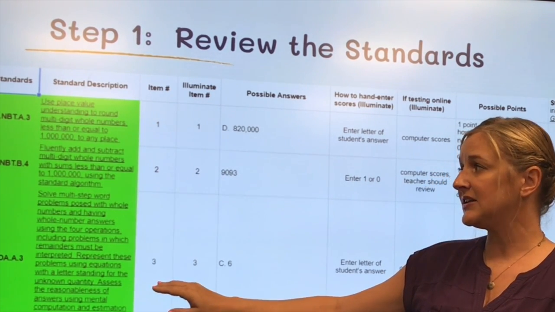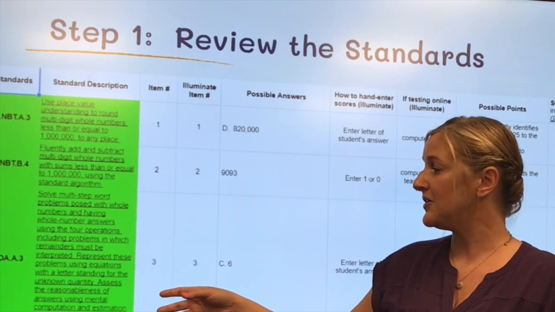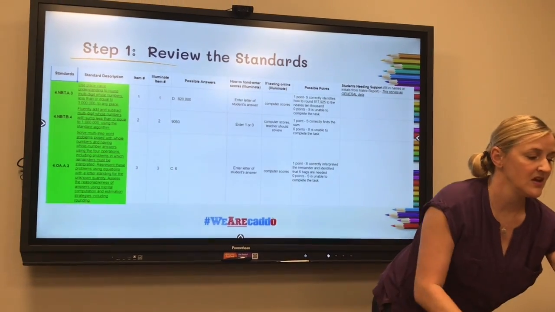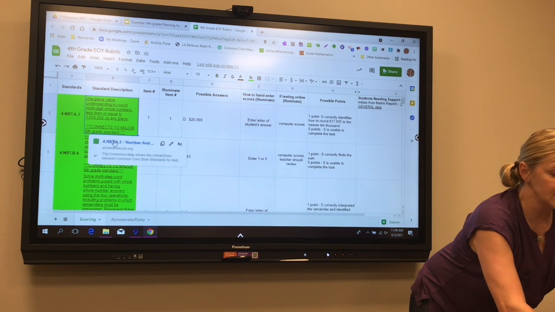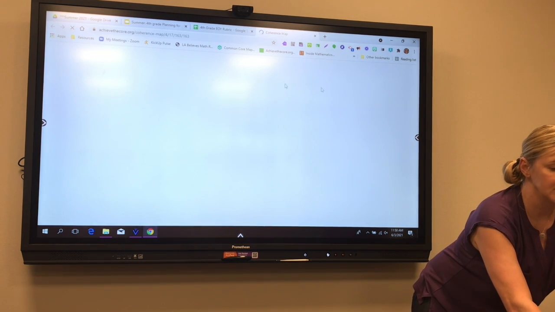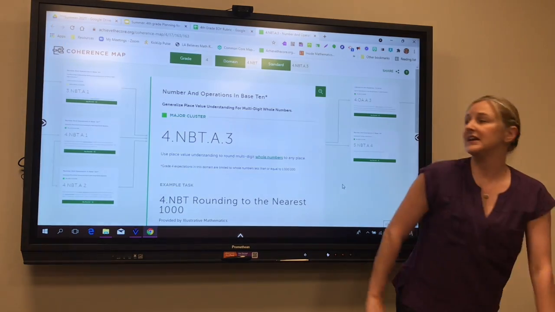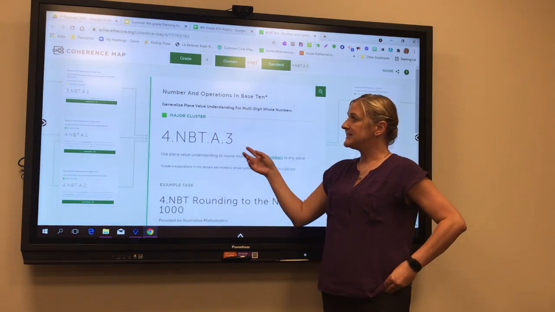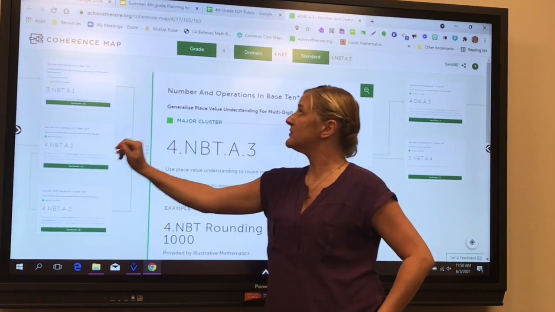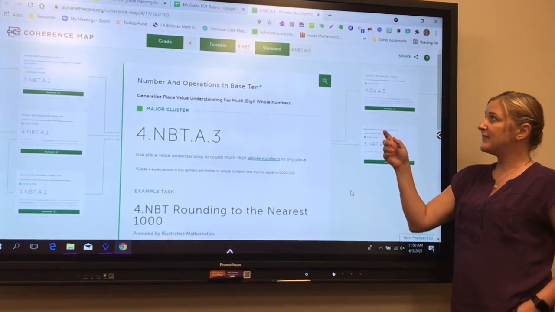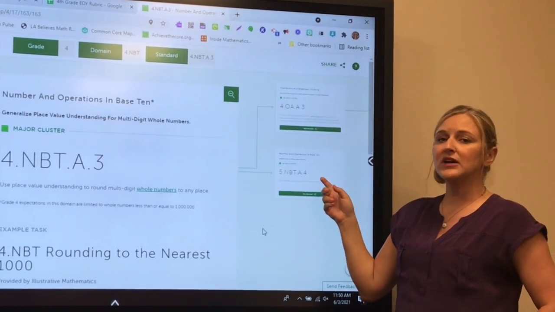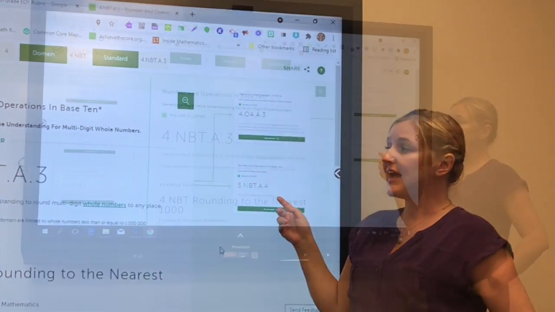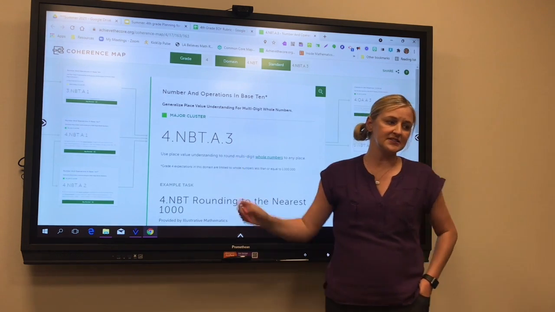However, we definitely know we want to work on item 3 and looking at 4.OA.A.3. Remember, when you click in your end of year rubric on that standard, it takes you to the Achieve course coherence map. Now you can see 4.OA.A.3 has many prerequisite standards, and it does have major work of the 4th grade OA domain connected to it, as well as 5th grade major work. So if we have time, we do want to go back to this standard.